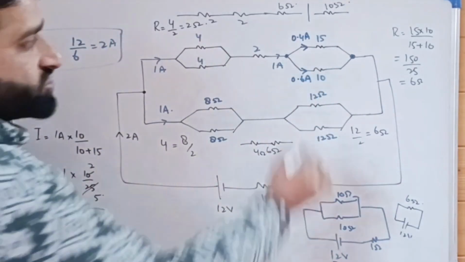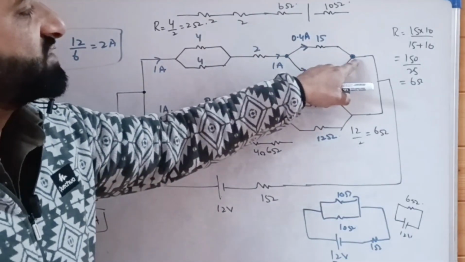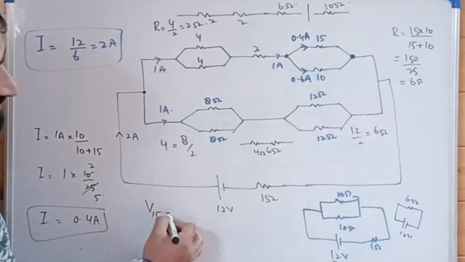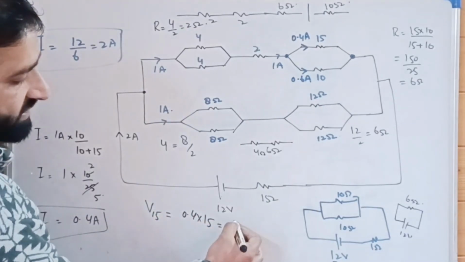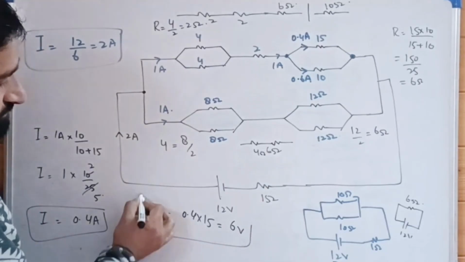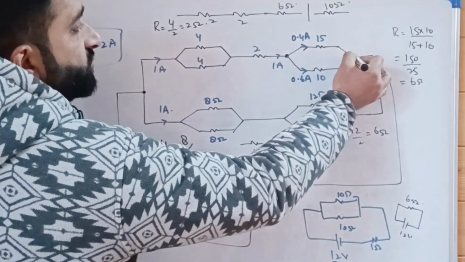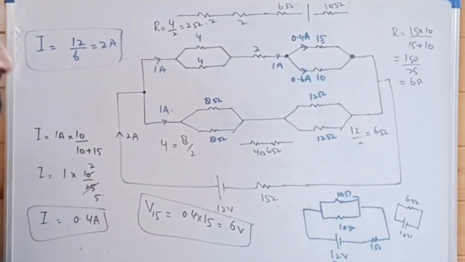To calculate the potential difference between this point and this point across the 15 ohm resistor, V15 will be equal to 0.4 into 15. 0.4 into 15 is equal to 6 volts. So the potential difference across the 15 ohm resistance is equal to 6 volt. We will cross check it.